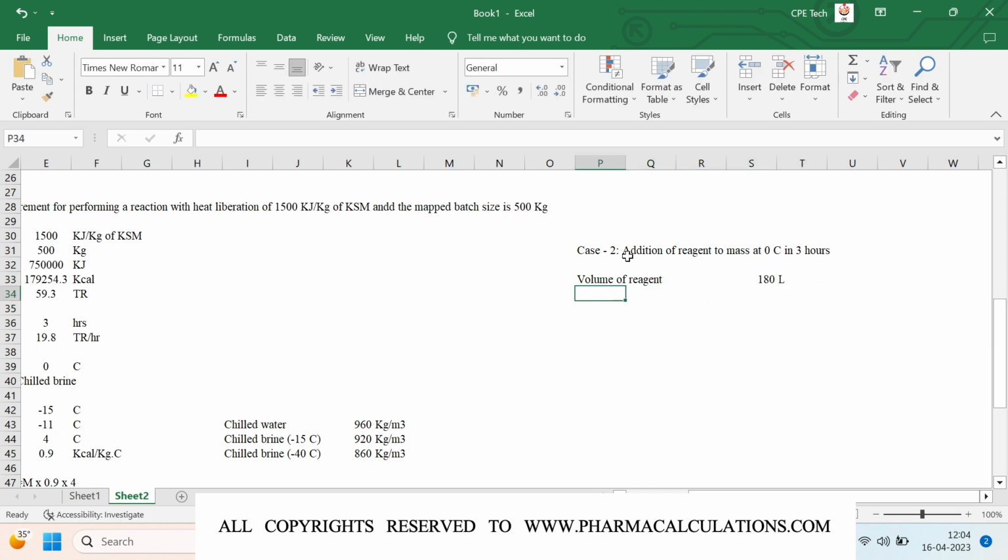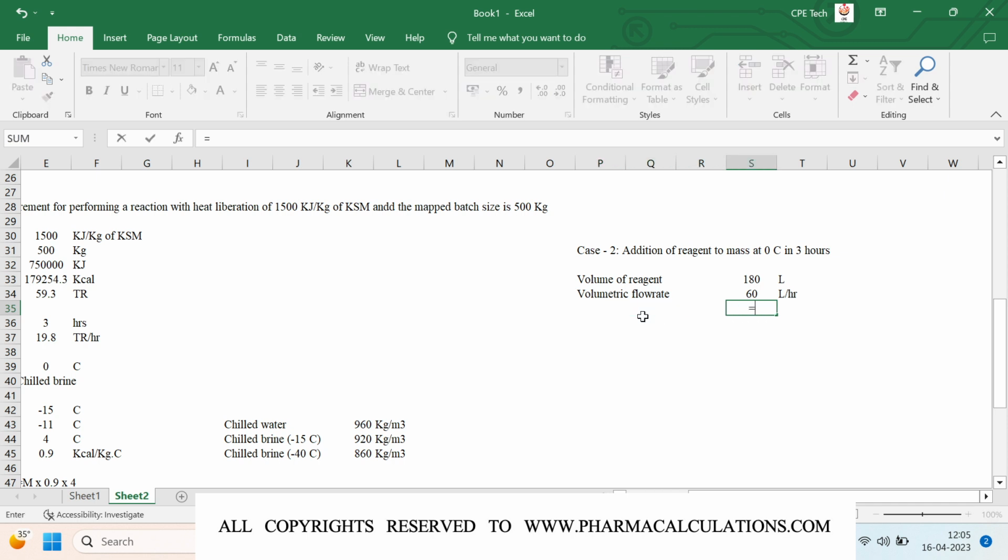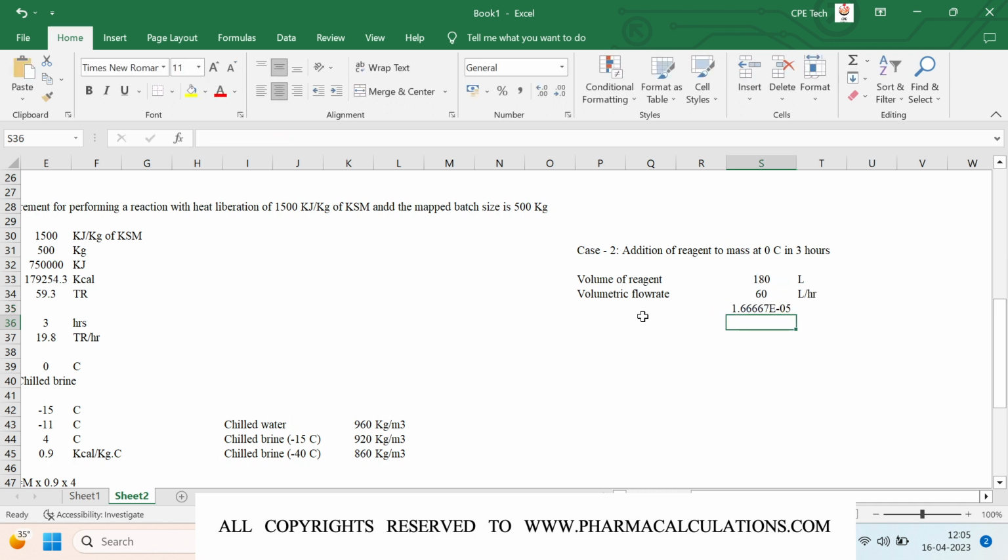Now the next thing is the volumetric flow rate. So the volumetric flow rate is 180 divided by 3. So this you are going to get in liter per hour. And let's convert this volumetric flow rate into meter cube per second. So to do that, first of all divide this by 60,000 to convert this into meter cube, and then divide the same with 3600. So this is going to be in meter cube per second.